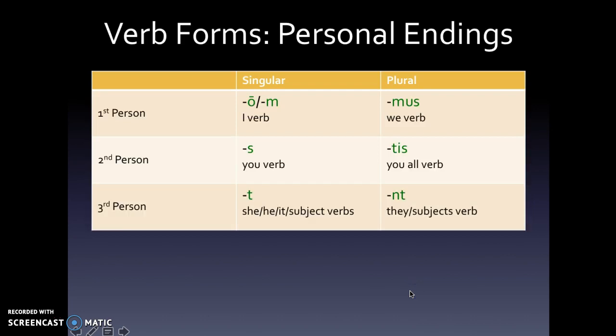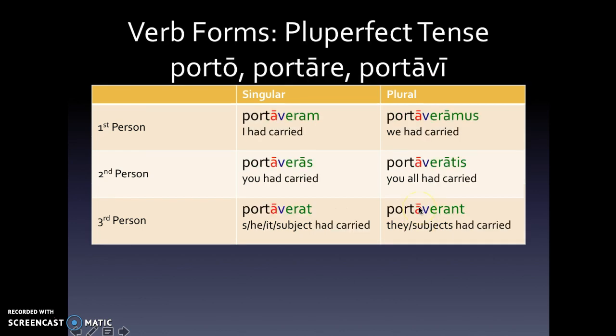Quick review on the personal endings. For when it's I as the subject of the verb, it usually ends in O, sometimes M. If it's you, it's an S. T for he, she, it. Mus for we, tis for you all, and NT for they, or multiple subjects.